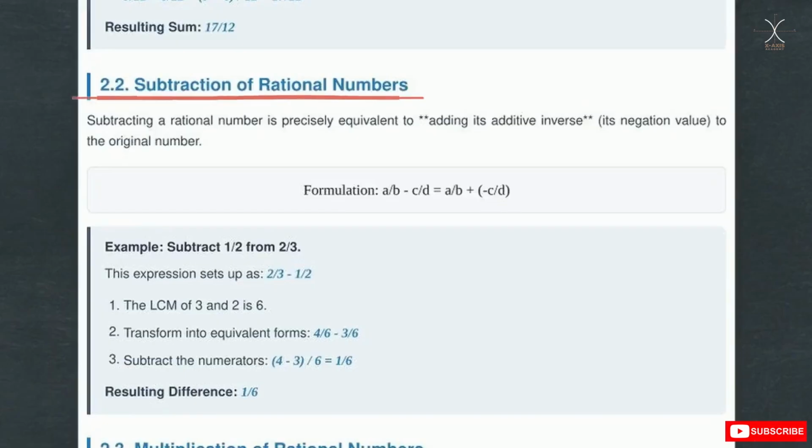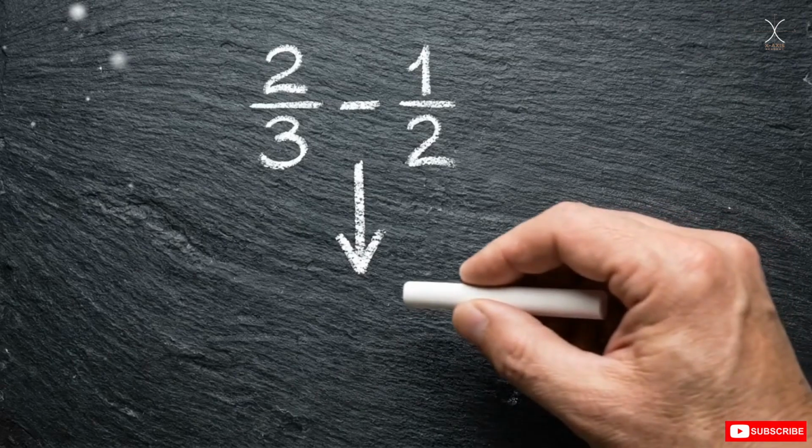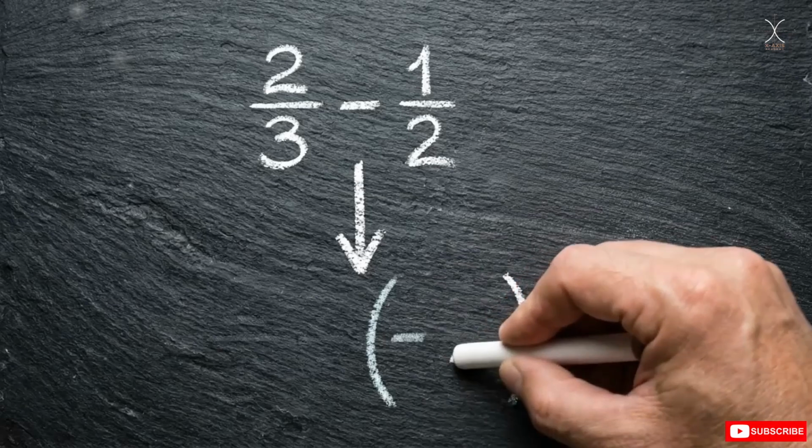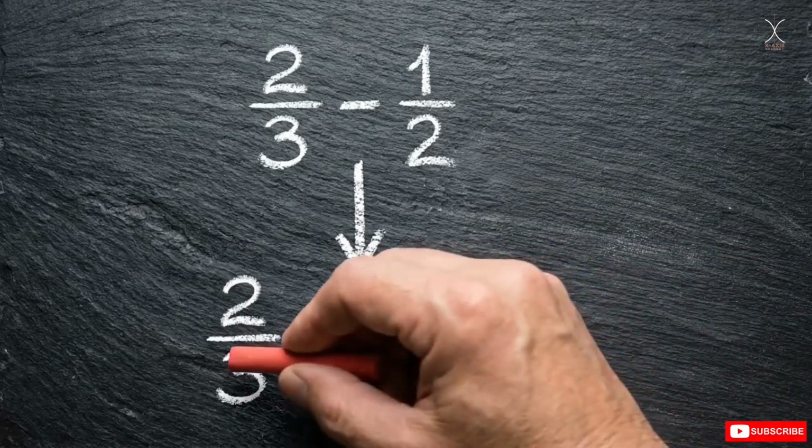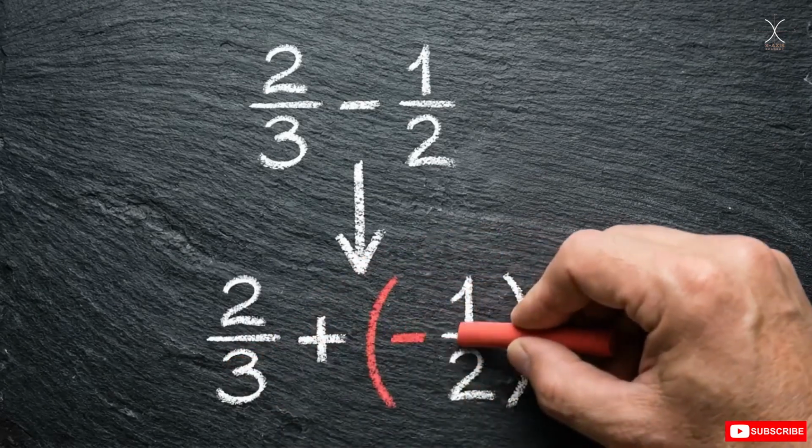This next section covers the subtraction of rational numbers, and it introduces the concept of the additive inverse. Subtracting a rational number is mechanically identical to adding its negation value. You are adding a negative number to your original value.